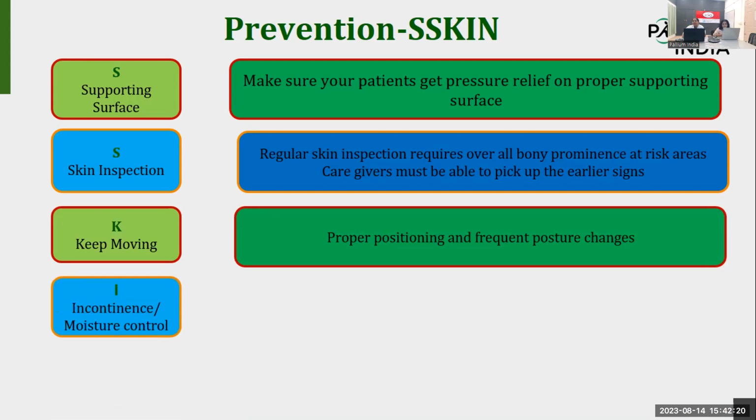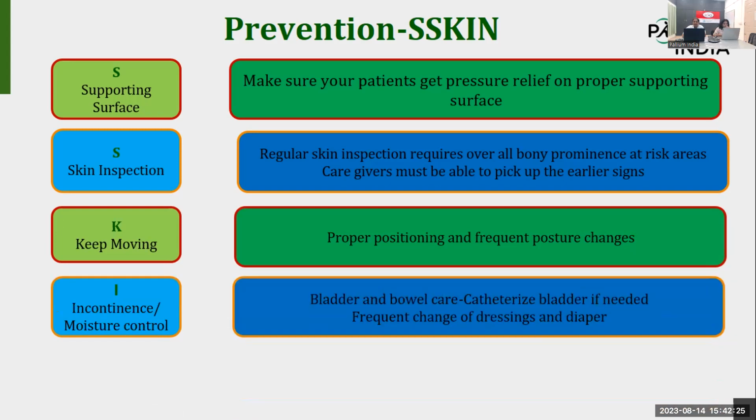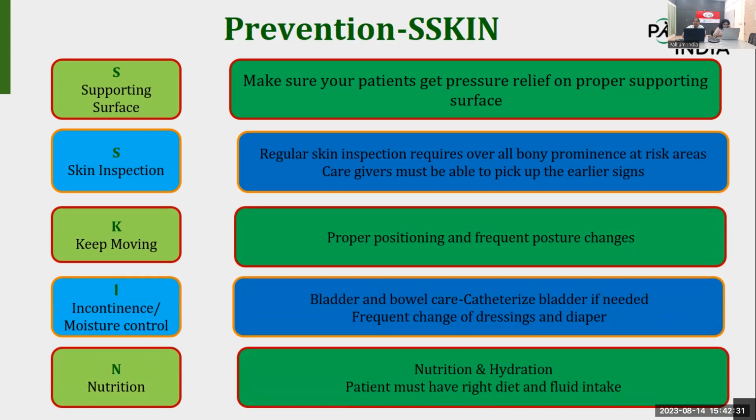Then I for incontinence and moisture control. This is very important. Either we can do it by catheterization or by frequently changing the dressings and diapers, right? Then N for nutrition, that is a protein rich diet, hydration, and also an extra regular diet, because there are many bedridden patients who are not getting a regular, right diet, right? They will be eating chapati or rice, everything, but protein is not there.